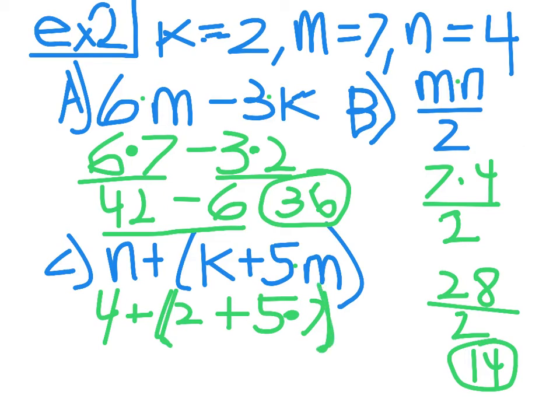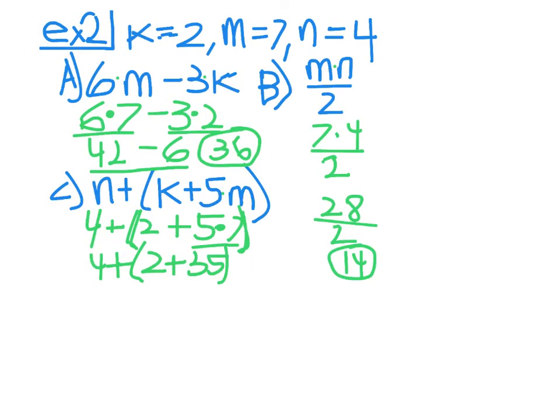Inside parentheses, you must always follow PEMDAS. So I don't add first. I've got to do parentheses in there. There are none. There are no exponents, but there is multiply or divide. So I end up with 5 times 7, which is 35, and that is in parentheses, and it's still adding 4 up front.